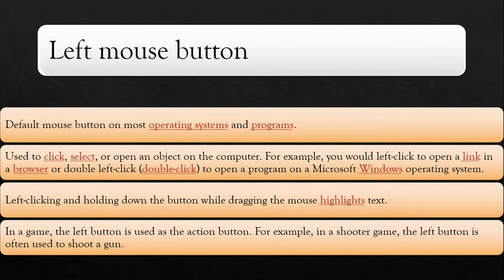Left mouse button. Default mouse button on most operating systems and programs. Used to click, select, or open an object on the computer. For example, you would left click to open a link in the browser or double left click to open a program on a Microsoft Windows operating system. Left clicking and holding down the button while dragging the mouse highlights text. In a game, the left button is used as an action button. For example, in a shooter game, the left button is often used to shoot the gun.